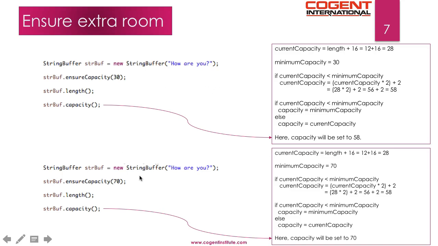In the next example, the minimum capacity is set to 70. So in this case, since 28 is less than 70, the new current capacity is calculated, which is 58. And it is again checked if it is less than the minimum capacity. In this case, it is less than minimum capacity. Hence, the capacity is set to 70, which is equal to the minimum capacity.